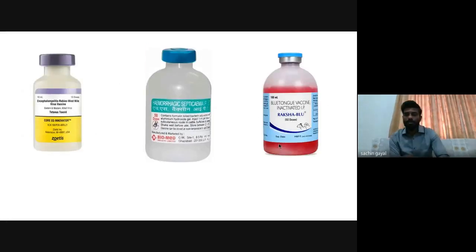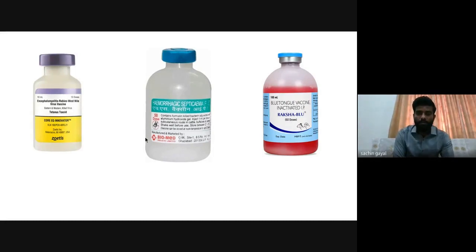These are some photographs of vaccines we use in clinics for disease prevention. You can see an encephalomyelitis, rabies, West Nile virus vaccine, which is for equines, and it is an adjuvanted vaccine. In this, aluminum hydroxide is used. In the second picture, that is the hemorrhagic septicemia vaccine, it contains aluminum hydroxide. They mentioned the content on the vaccine, and it is for prevention of hemorrhagic septicemia.